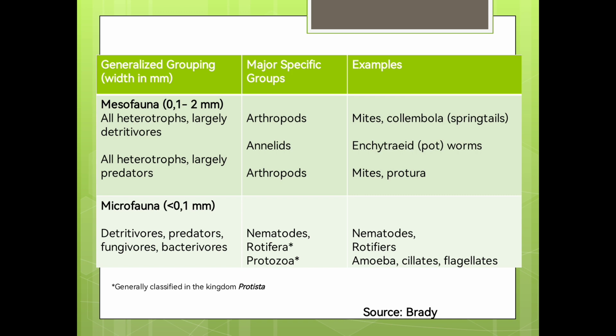So these are all heterotrophs, largely detritivores, yung nagre-rely sa dead decaying plant litters, and all heterotrophs, largely predators. So same pa rin, so may mga arthropods, annelids na mga worms, and then yung iba naman ay arthropods. And then we also have microfauna, which is less than 0.1 millimeter. Fauna siya. These are the detritivores, predators, fungivores, bacterivores. These are the nematodes, the rotifera, and the protozoa, which is generally classified in the kingdom Protista.